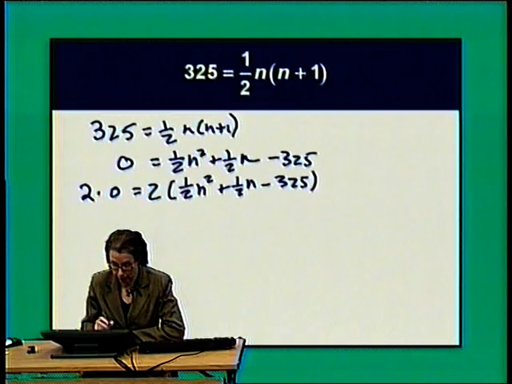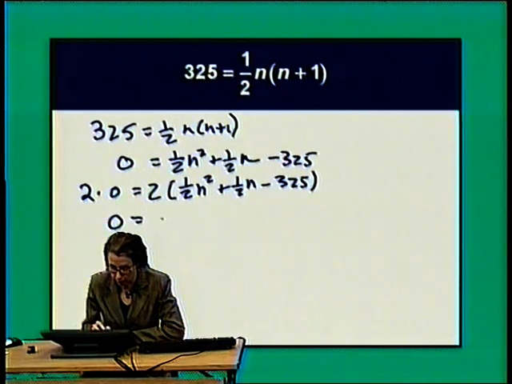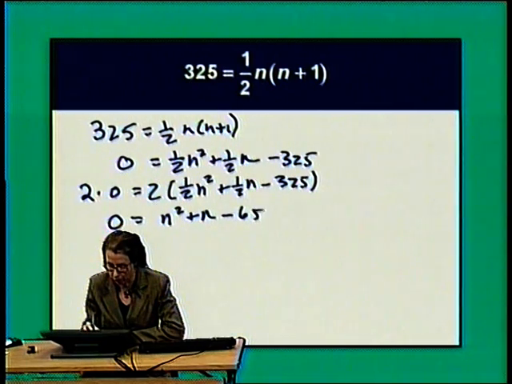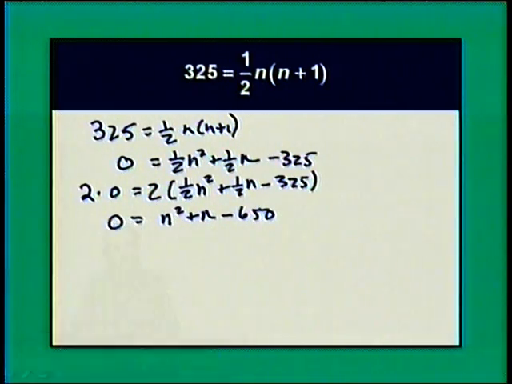And what I have is 0 equals n squared plus n minus 650. So now I need to ask, are there integer factors of negative 650 that add to 1? Well, 650 has a lot of factors. And I think what I'm going to do is the trick that Steve showed you and think about the prime factorization of 650.